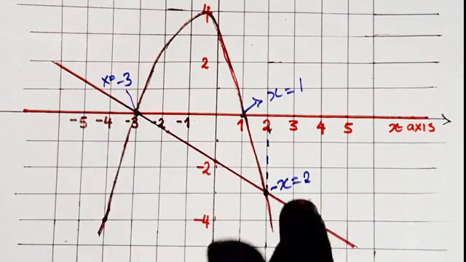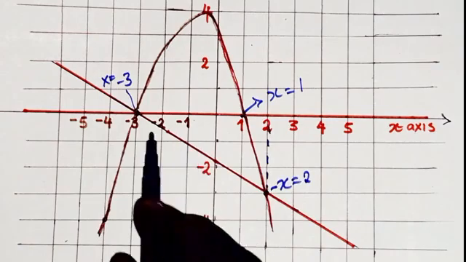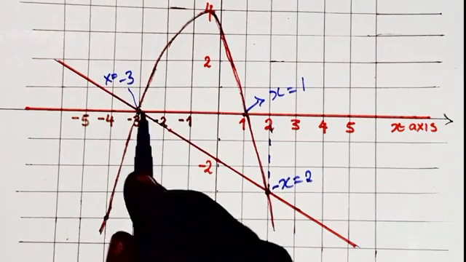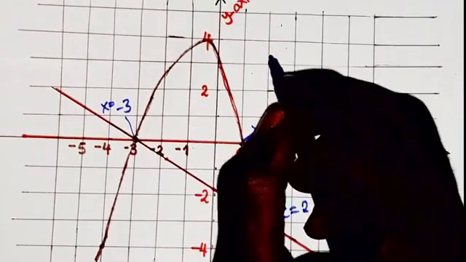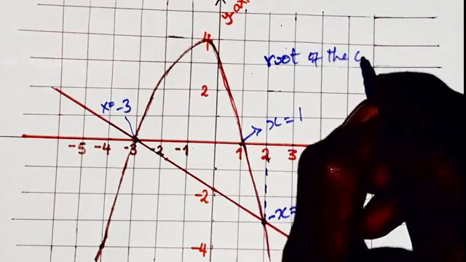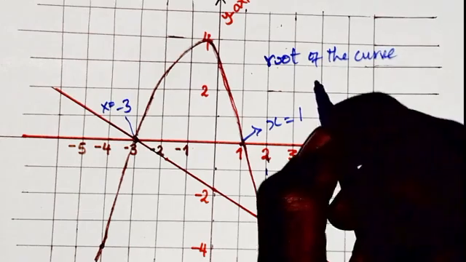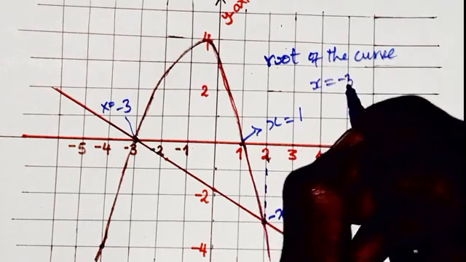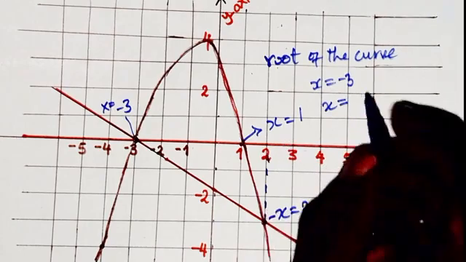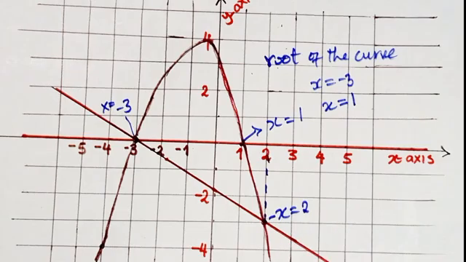So these are the points we are going to use here. So now for the first one, it means that the root of this equation, which is the solution of the curve, the root of the curve is x equals -3 and x equals 1. Are you getting it now?